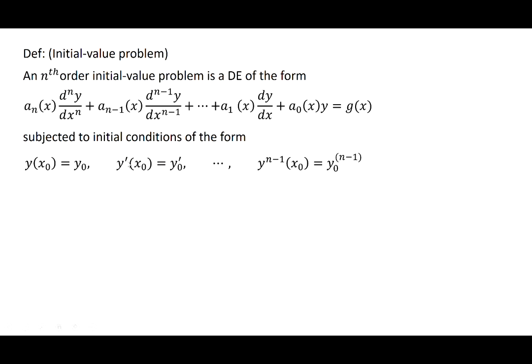On the left-hand side, when we say y prime, it is the derivative, whereas this whole thing, y sub 0 prime, is just a constant, some number. Again, as an example, I could say y prime of 0 is equal to 5. That's what we mean by y prime of x sub 0 equals y sub 0 prime. And so on, y double prime of x sub 0 should be y sub 0 double prime, all the way up to the n minus 1th derivative. I should have had the parentheses around n minus 1 here also. Y to the n minus 1 evaluated at x sub 0 should be some y sub 0 raised to n minus 1.